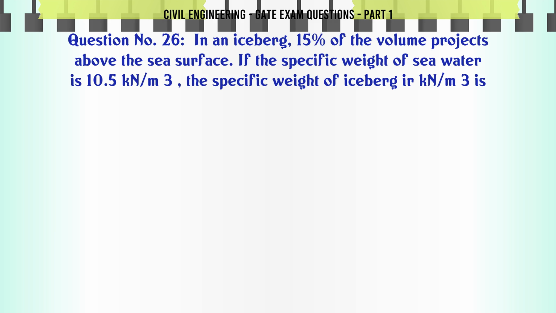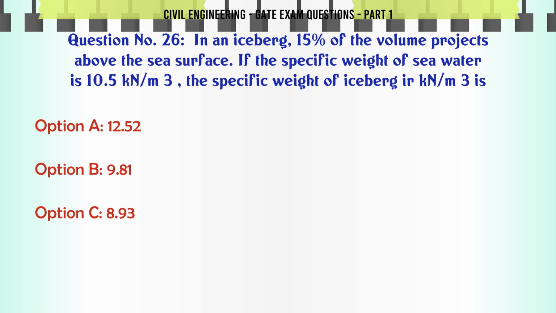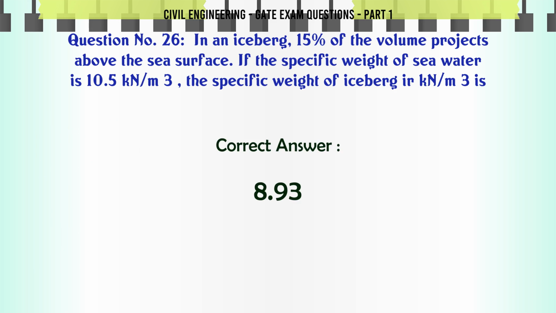In an iceberg, 15% of the volume projects above the sea surface. If the specific weight of sea water is 10.5 kN/m³, the specific weight of iceberg in kN/m³ is: A. 12.52, B. 9.81, C. 8.93, D. 7.83. The correct answer is 8.93.